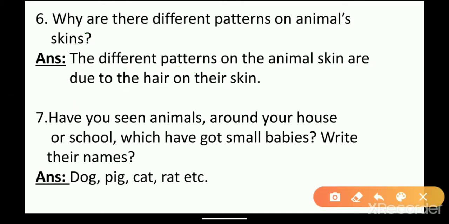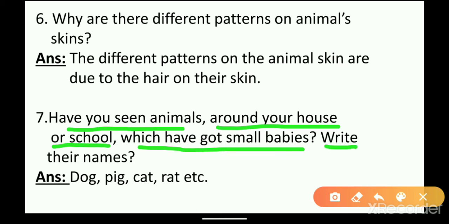Next, have you seen animals around your house or school which have small babies? Write their names. Many animals we can see around our house and school have small babies. Answer: dog, pig, cat, rat, etc. These are the animals which have small babies.